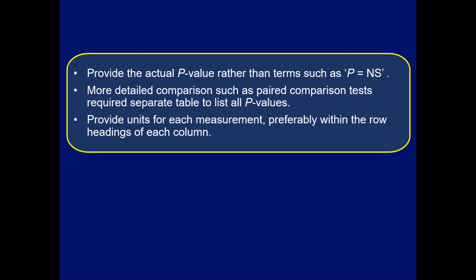Provide units for each measurement, preferably within the row heading of each column. For example, if you're doing the weight, you have to put the value of that weight in terms of milligram, gram, or microgram, or the volume, for example, etc. So you have to define everything within the heading of your table.